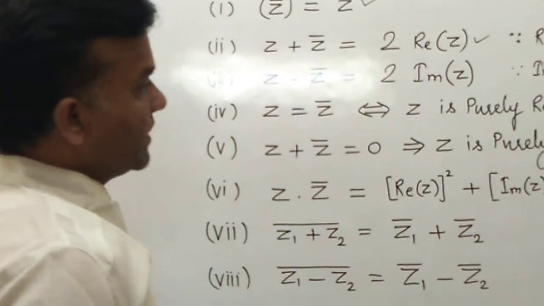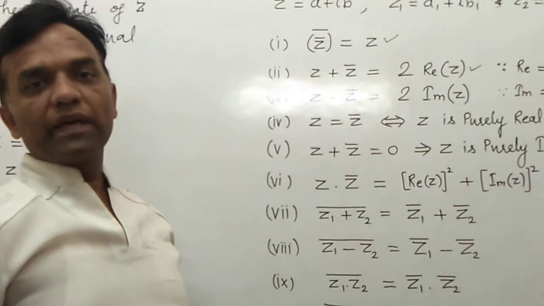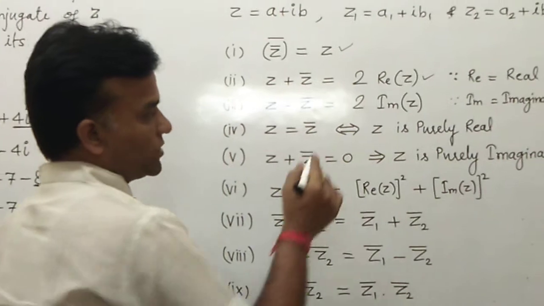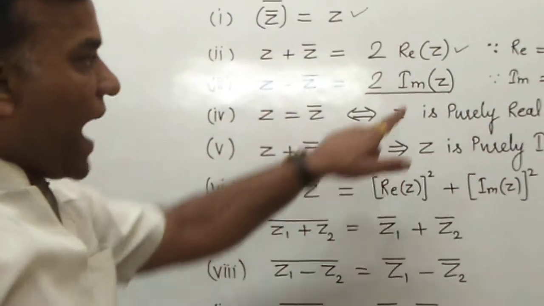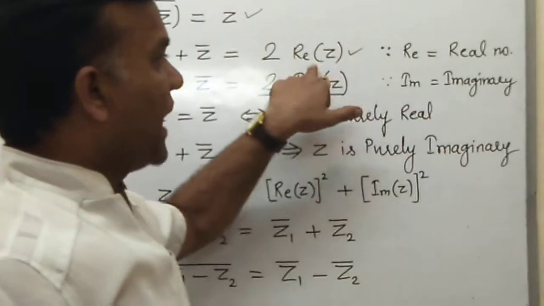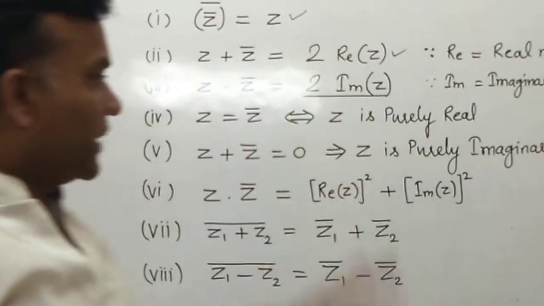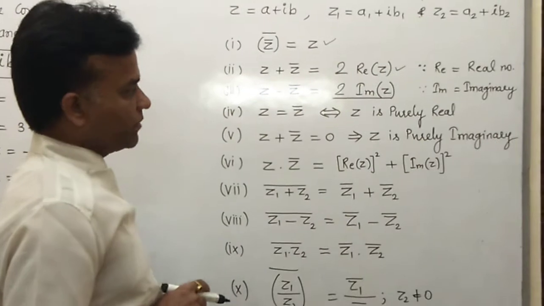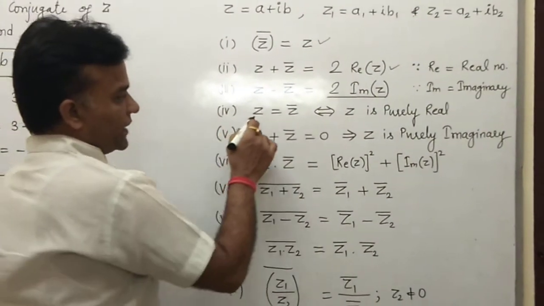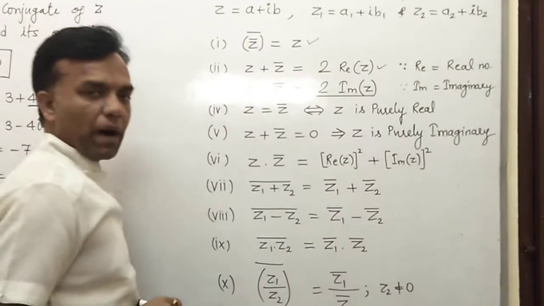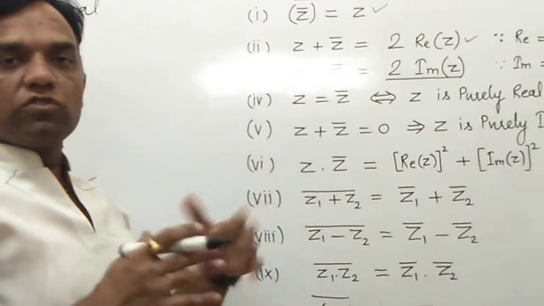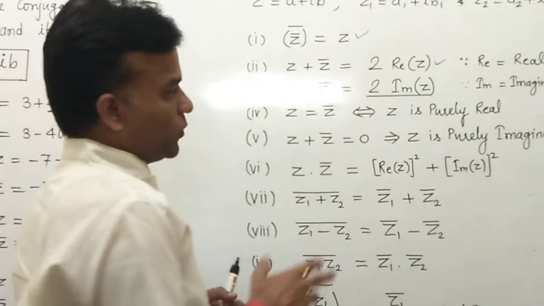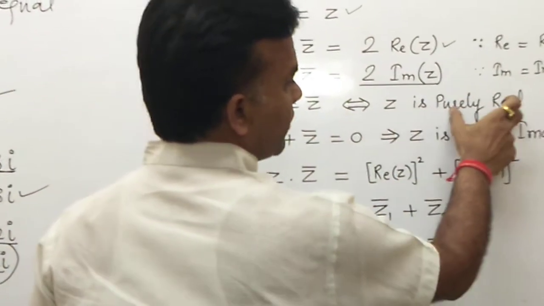Similarly, if you subtract the conjugate from any complex number, then you have 2i times the imaginary part of the complex number. Im means imaginary and Re means real. Okay, so this is the same thing. And now the fourth property, z equal to z bar. If a complex number is equal to its conjugate, then and only then z is purely real.